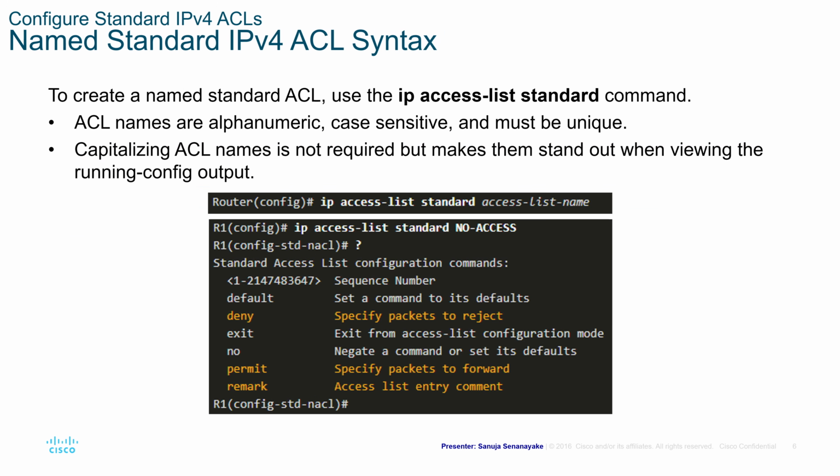Named standard IPv4 ACL syntax. To create a named standard ACL, use the ip access-list standard command. So it is ip access-list standard. ACL names are alphanumeric, case sensitive, and must be unique. So remember that ACL names are alphanumeric. They are also case sensitive and must be unique.